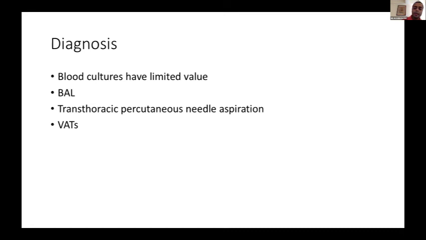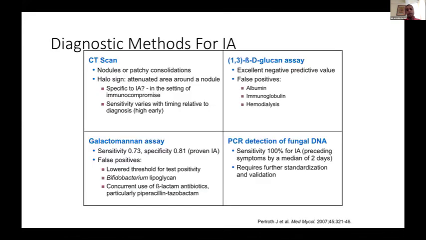The diagnosis, again, blood cultures have limited value. We tend to use a lot of bronchoalveolar lavage where it's available. If you do have a cavity or a fungal ball, then we can use transthoracic percutaneous needle aspiration or video-assisted thoracoscopy to make a diagnosis. Most commonly, we tend to use radiological screening tools like a CT scan, where you can get characteristic features. And the halo sign is quite specific in the patients who develop invasive aspergillosis. Its sensitivity varies with timing relative to the diagnosis.